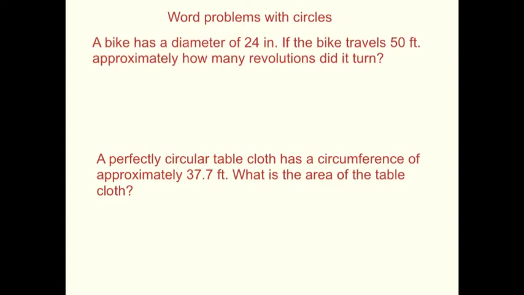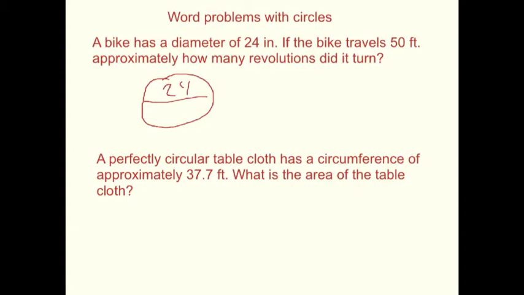So you've paused the video, you've tried it. A bike has a diameter of 24 inches. Well, the first thing I'm going to do is draw my wheel and label my diameter. Notice yours should be a better looking circle. But I know that my diameter is 24 inches. I know it's a circle because a bike wheel is a circle.